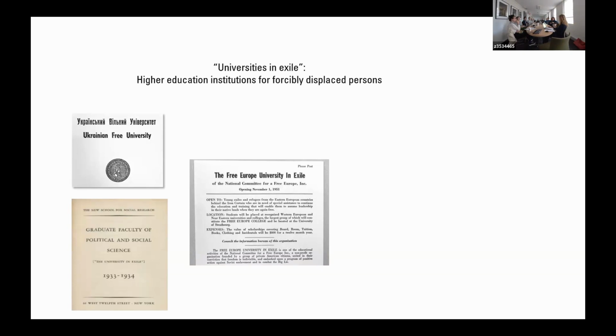It's very interesting to note that the Free Europe University in Exile, as I just mentioned, was phased out in 1958, but the idea to create a liberal-minded and anti-communist intellectual elite finally came back at the end of the Cold War, and that was the reasoning to found the Central European University by the Hungarian former refugee and philanthropist businessman George Soros.